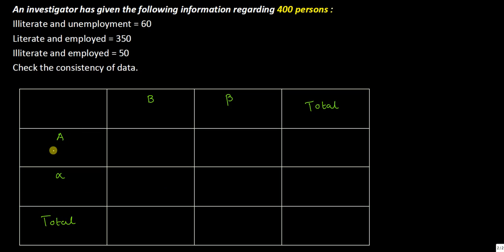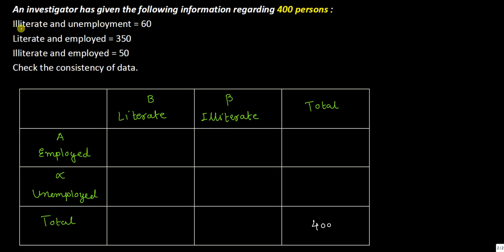We are taking A equal to employed persons and alpha equal to unemployed. Similarly, we are taking B equal to literate persons and illiterate persons equal to beta. Now putting the values. First, an investigator has given the following information regarding 400 persons, which means n equals 400. Here we have to put 400.